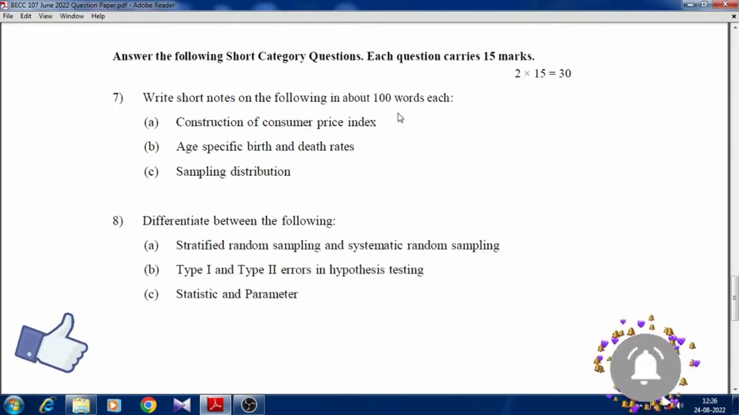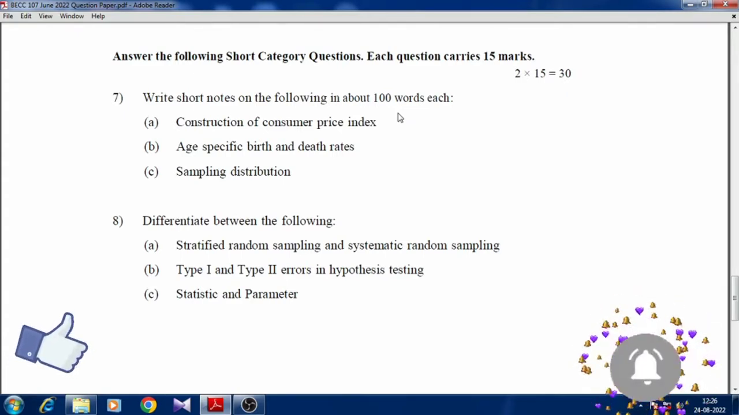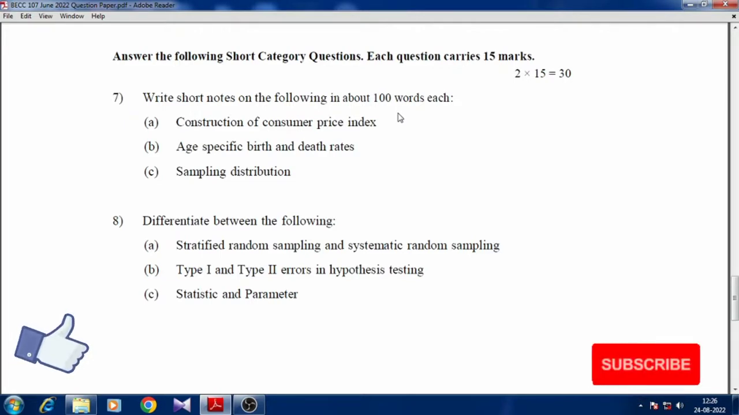Differentiate between the following: stratified random sampling and systematic random sampling. Type 1 and Type 2 errors in hypothesis testing. Statistic and parameter.